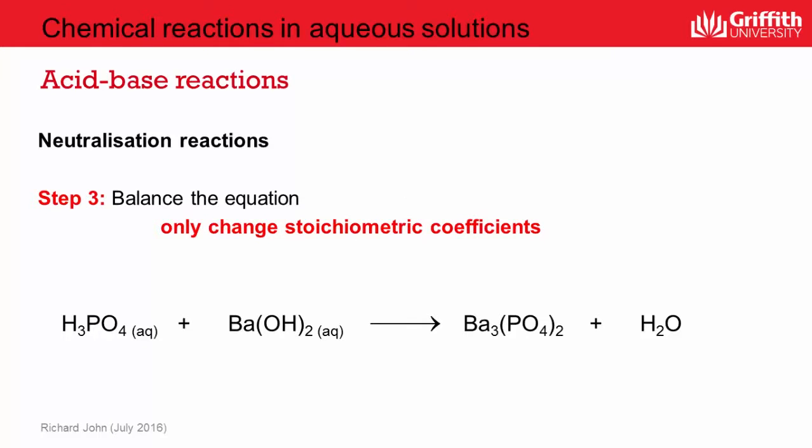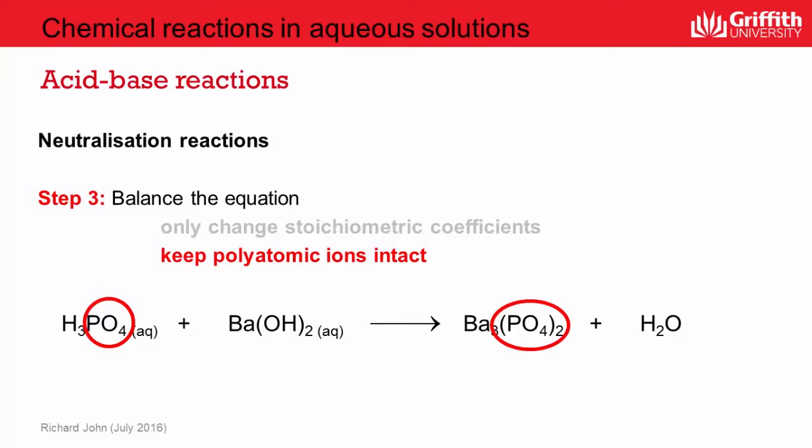And remember, when we're balancing the equation, we only change the stoichiometric coefficients out the front. And because there are polyatomic ions involved in this, we want to keep polyatomic ions that exist on both sides of the equation intact. And here we can see we've got one phosphate ion on the left-hand side of the equation, and we've got 2 phosphate ions on the right-hand side of the equation. So we want to keep them intact and try and just balance the phosphate ions as a whole.